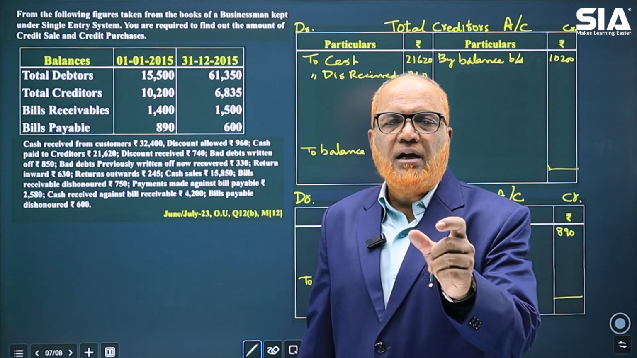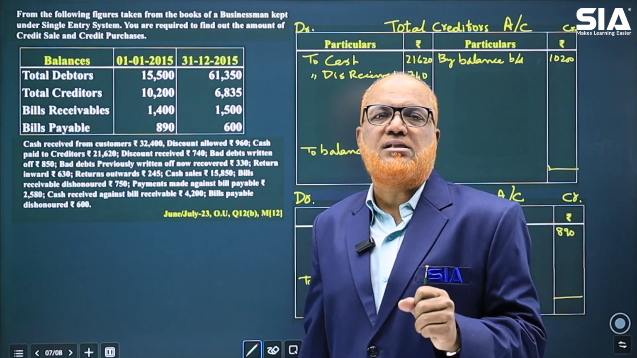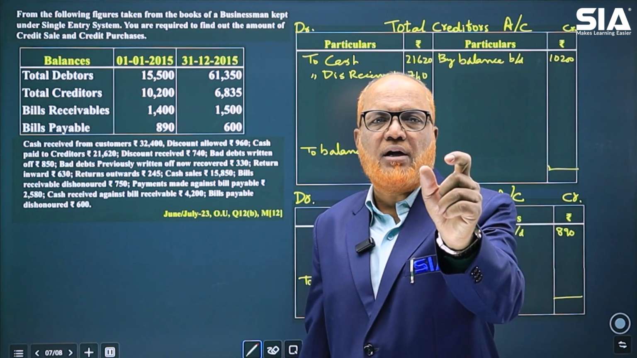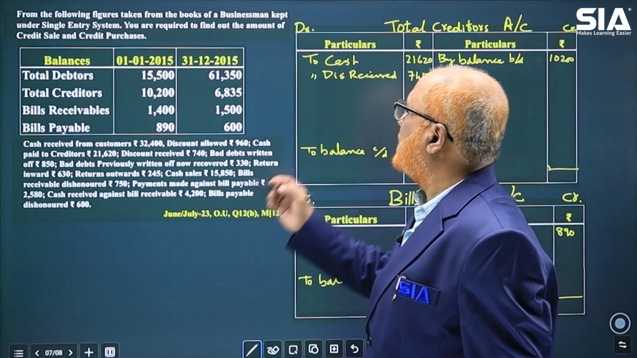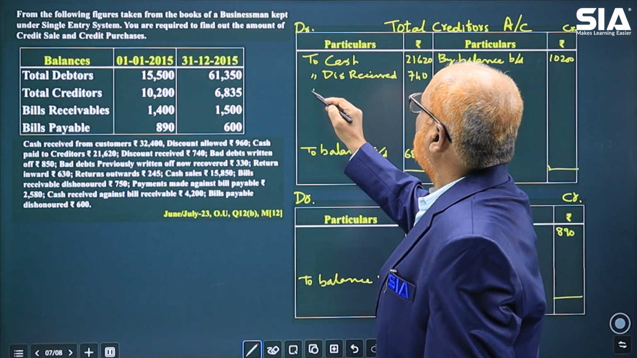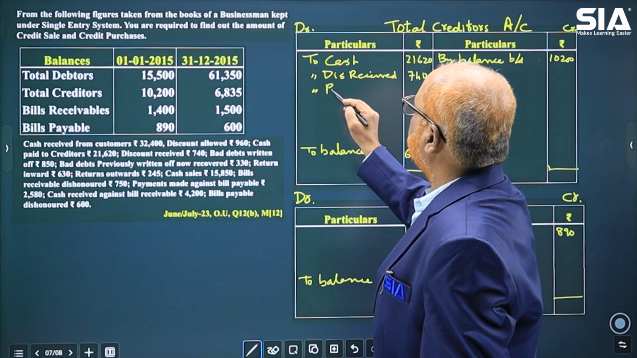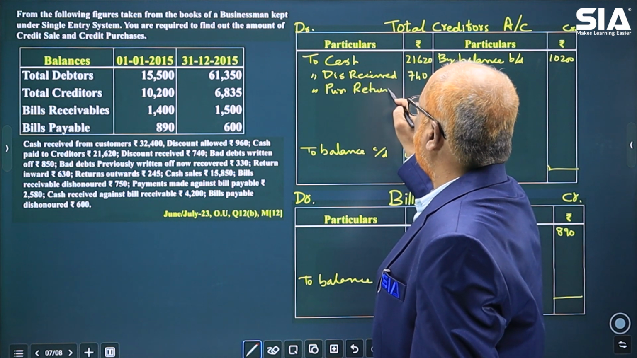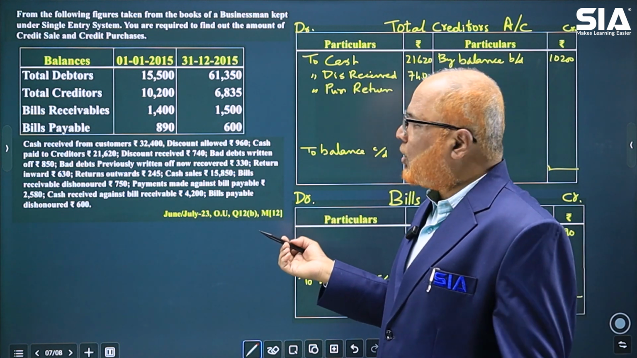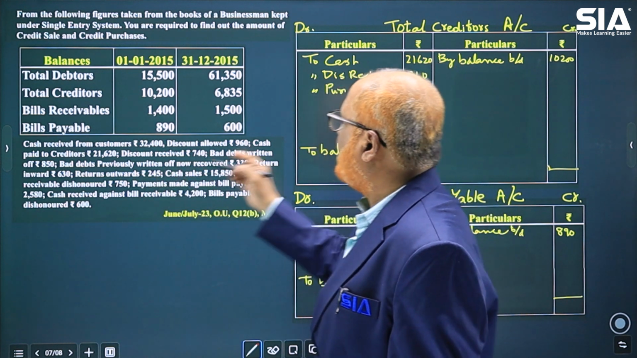The entry for purchase return is creditors account debit to purchase return. So creditors account debit side to purchase return, or we can say return outward or purchase return. Then how much? 245.